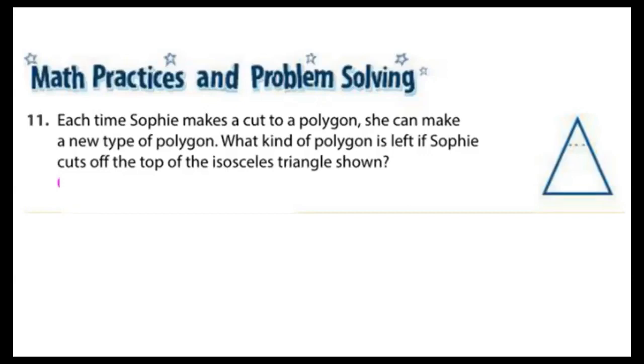Suppose you have this triangle and you have a scissor and try to cut the top of the shape. What about the remainder shape you will have? It will be a quadrilateral or a trapezoid. Sure, that depends on your hand while cutting. If you cut two parallel sides, it will be a trapezoid. If you can't make it parallel, it will be a quadrilateral. Okay, my dear.